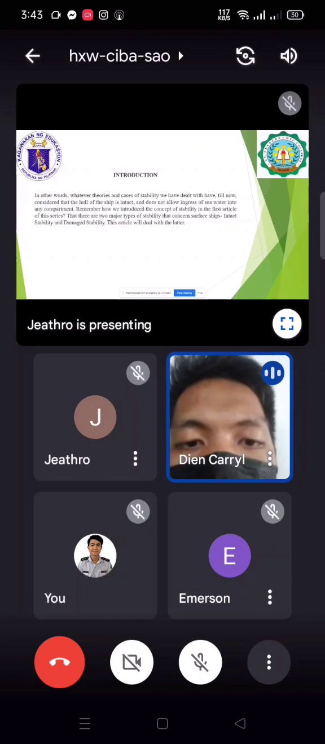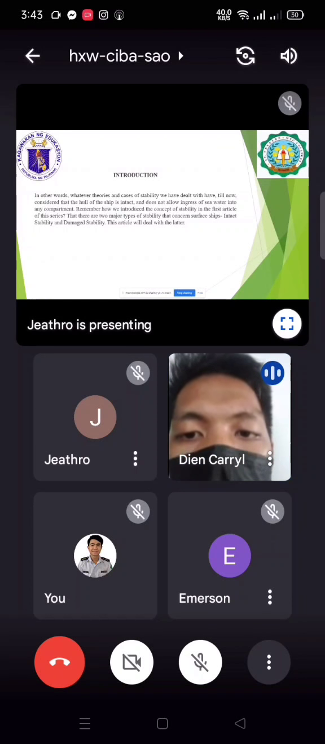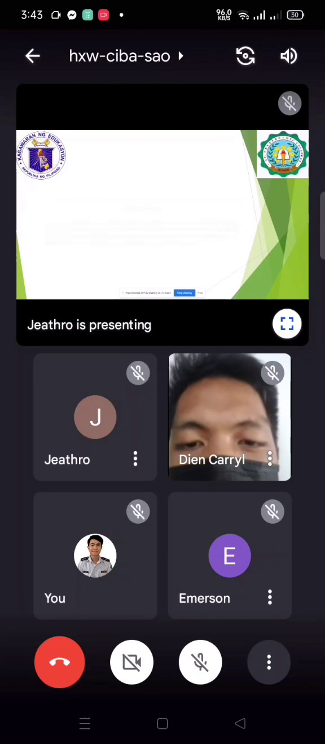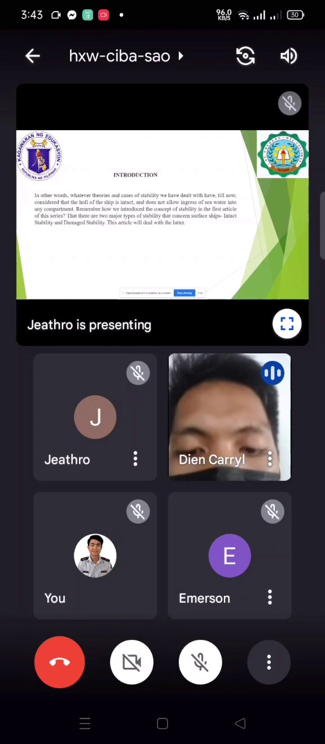Introduction. Whatever theories and cases of stability we have dealt with have, till now, considered the hull of the ship is intact and does not allow ingress of seawater into any compartment. Remember how we introduced the concept of stability in the first article of this series? That there are two major types of stability that concern surface ships: intact stability and damaged stability. This article will deal with the latter.